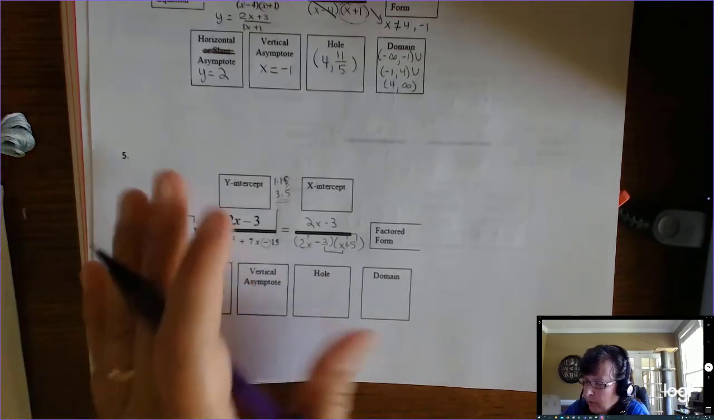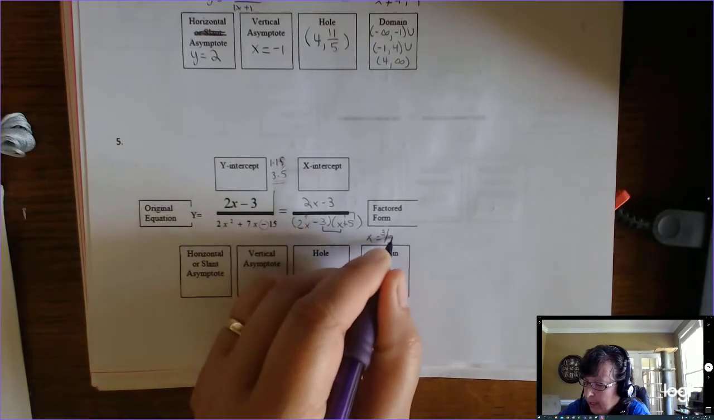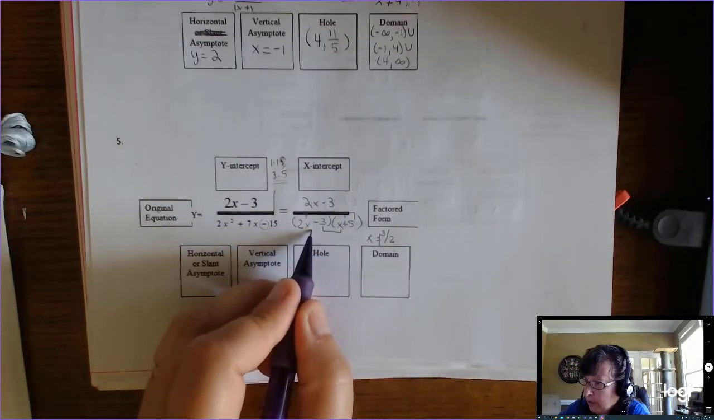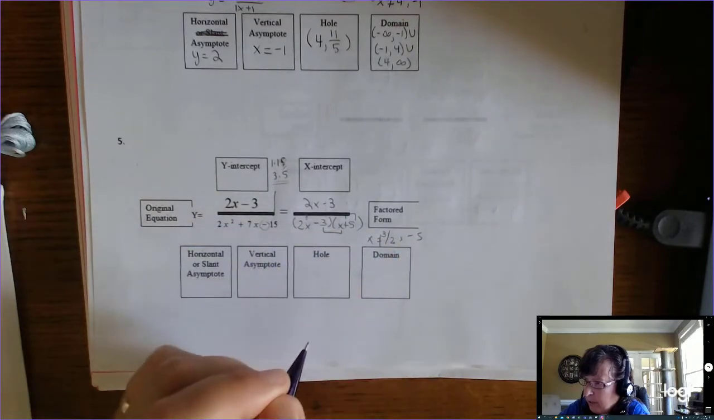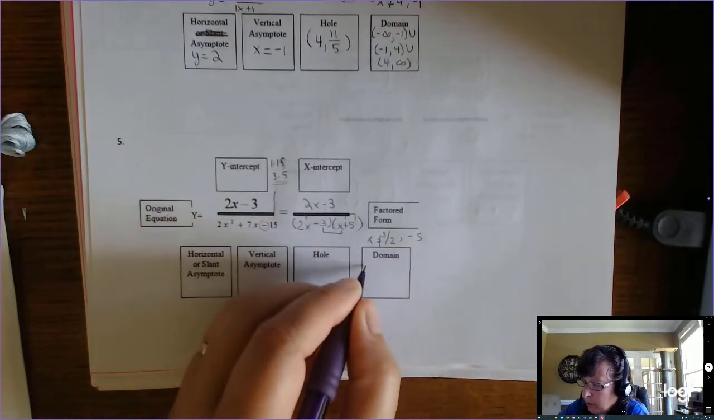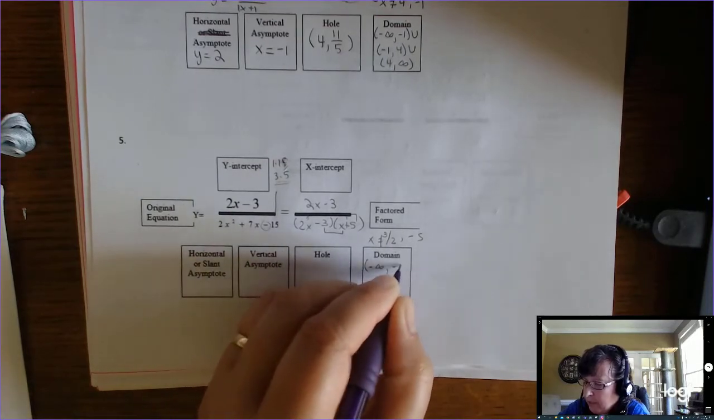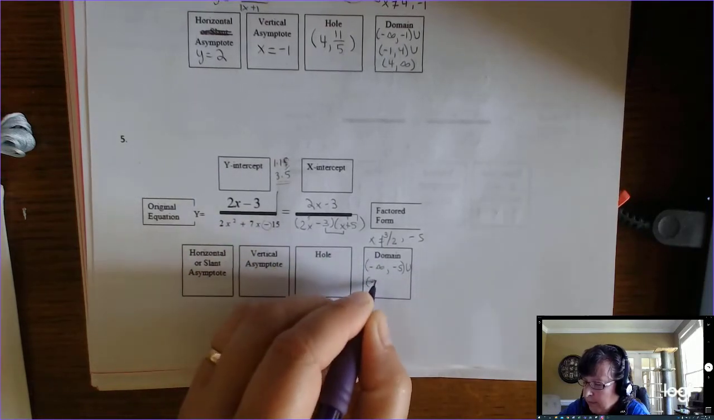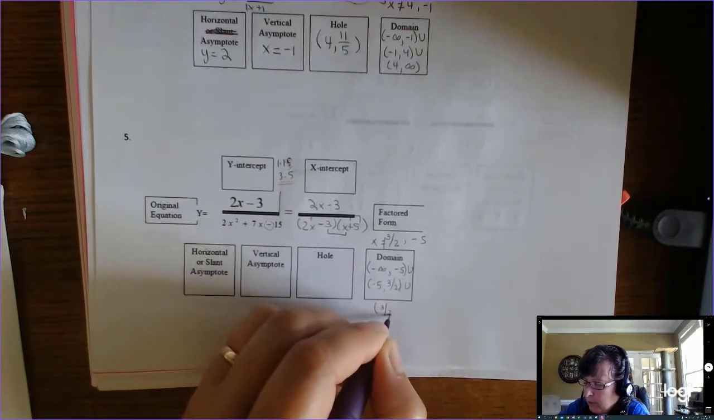Okay, so your domain before you cancel, x can't be 3/2, that's the 0 here. X can't be -5, that's the 0 there. So make sure you go in the right order. The domain is the set of numbers it can be, so that's -infinity to -5, union -5 to 3/2, union 3/2 to infinity.